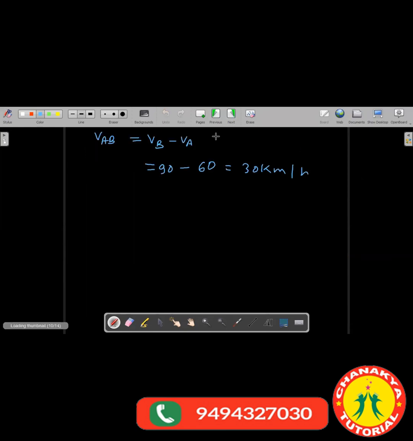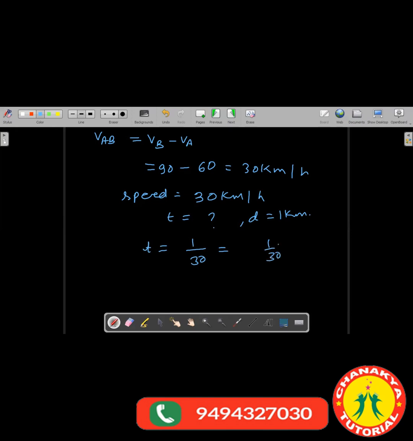So now I will use, I know my speed is given as 30 kilometer per hour and time is what we have to find out, and distance between them is 1 kilometer. So that is the distance that is to be traveled. So I can get my time to be distance by speed. Distance is 1, speed is 30, 1 by 30. Convert 1 by 30 to minute, multiplied by 60. You get your answer 2 minutes. Got it?